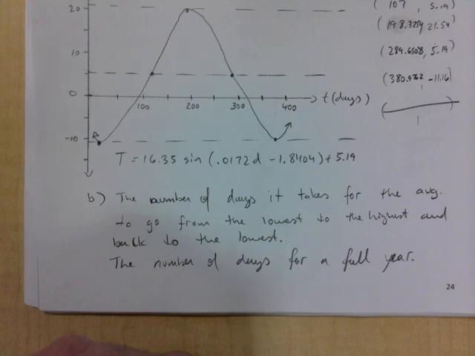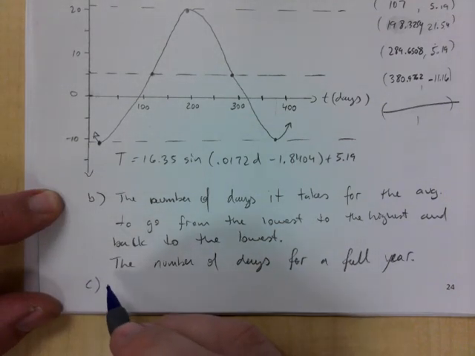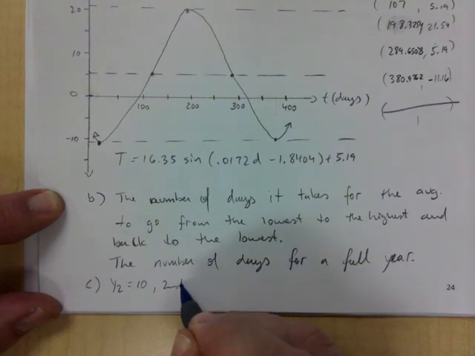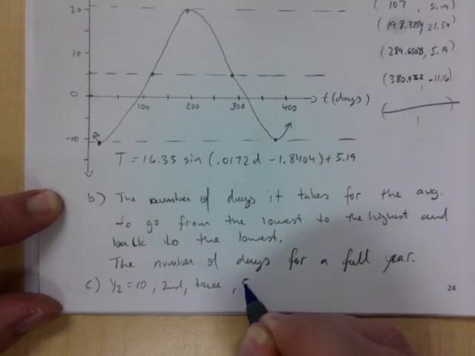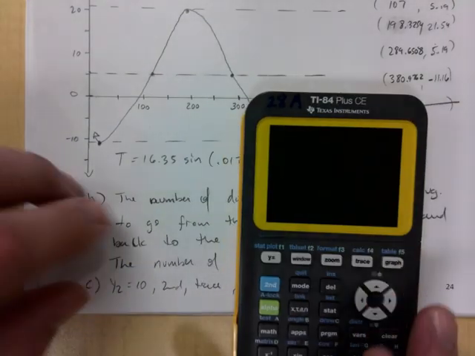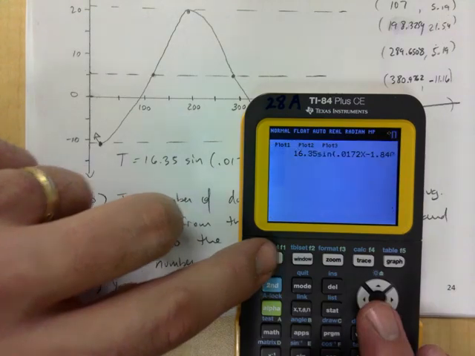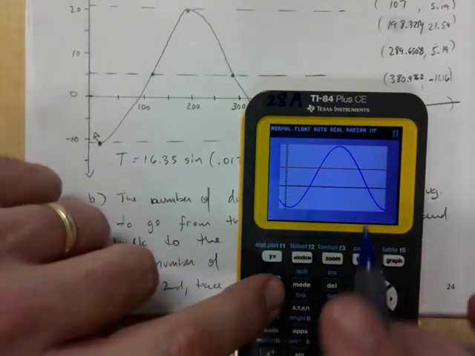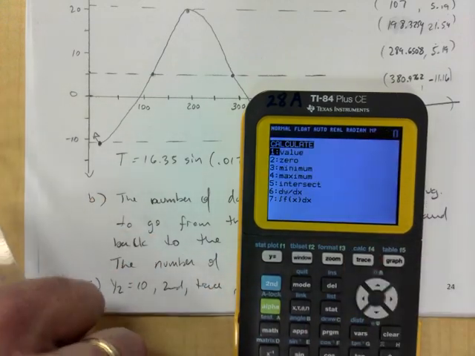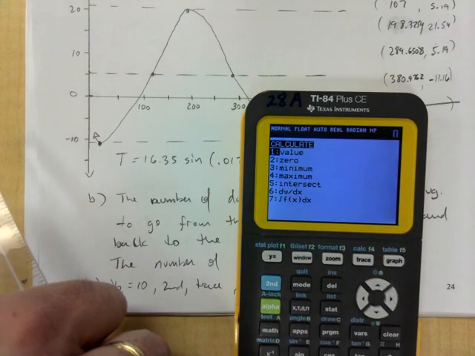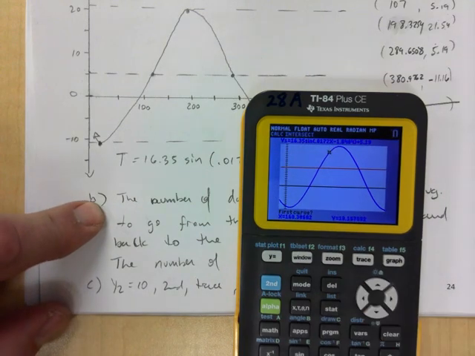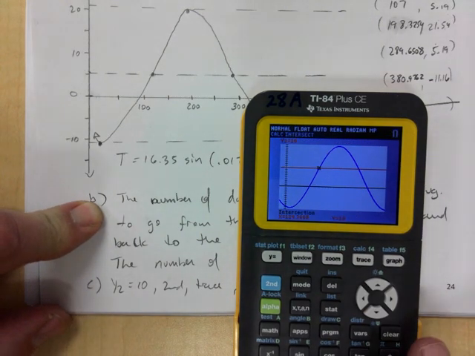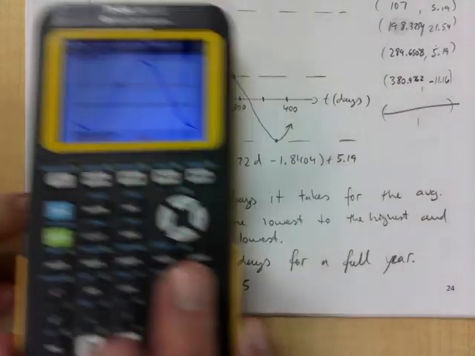What is the first day? The average temperature of the day is about 10 degrees Celsius. So we're going to go y2 is equal to 10. Second, trace 5. We're going to figure that out. Graph it, and so this is the first instance. We're going to go intersect, and we're closest to it. So that's 124.36.